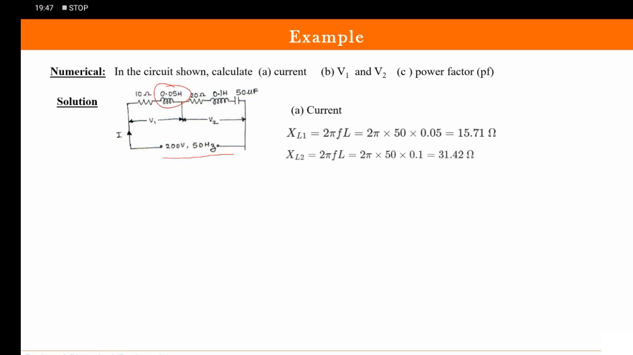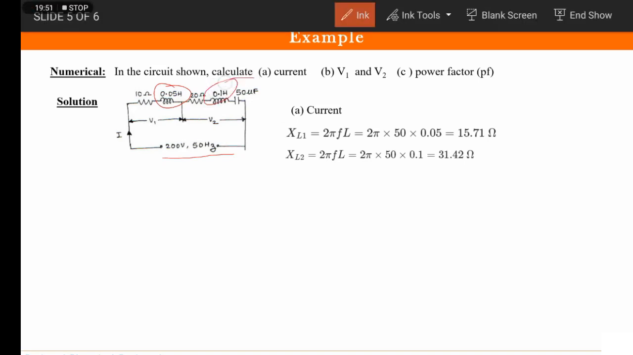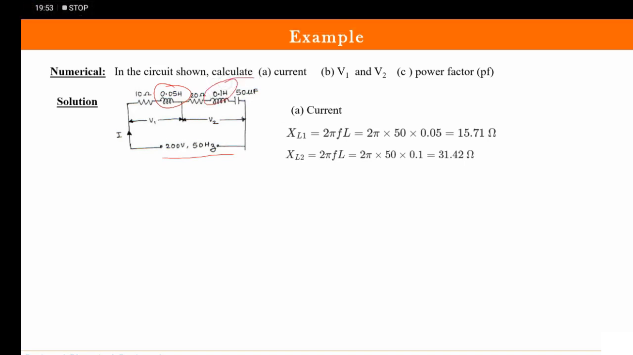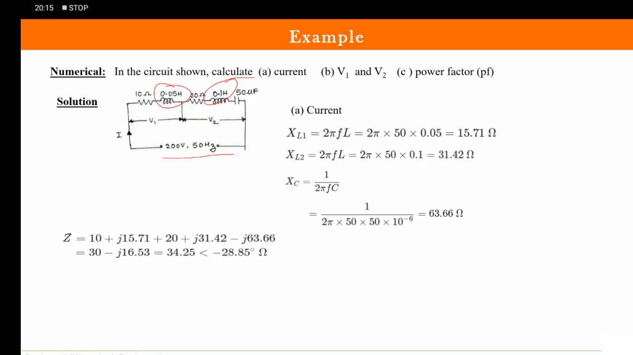So again, we will put the value now here 0.01. Okay, so we got this. Fine. So now we will calculate XC. Here we have only one capacitor, so we need not specify as 1 or 2, XC is sufficient. So we will put all the values. 1 upon 2 pi F, F is 50 and C value is 50 microfarad. Micro is 10 raised to power minus 6. So we got XC is equal to 63.66.